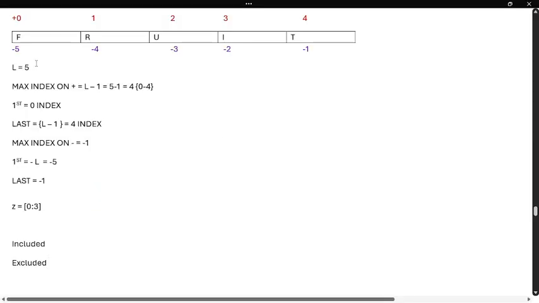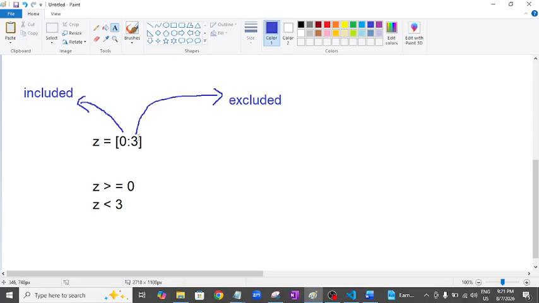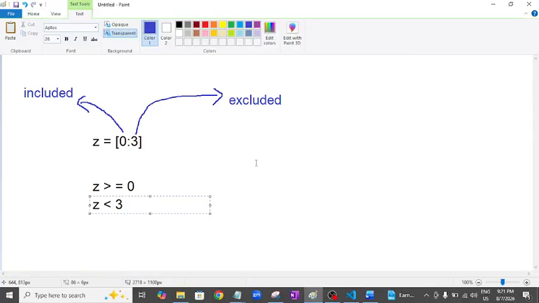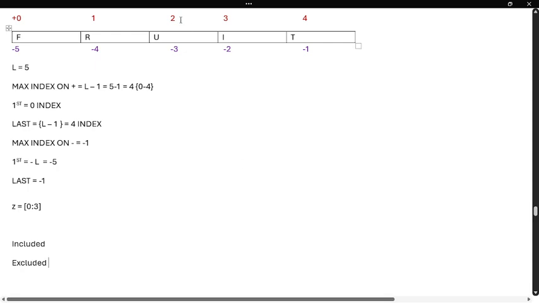That is the reason. When 3 is excluded, what is it getting, sir? Less than 3 index. Less than 3 index means second index, and second index means three characters: 1, 2, 3 characters.